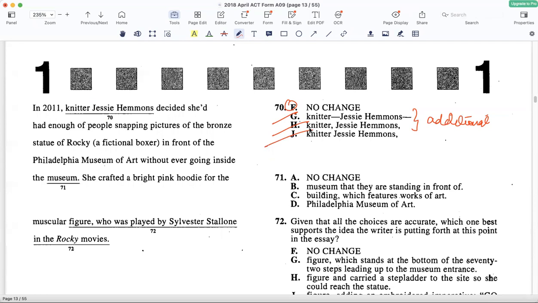She had had enough of people snapping pictures of the bronze statue of Rocky in front of the Philadelphia Museum of Art without ever going inside the museum. So the way it's written is fine, doesn't have any redundancy, so I like A.